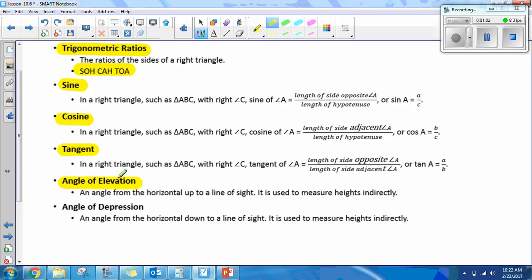Angle of elevation. An angle from the horizontal line up to a line of sight. It is used to measure heights indirectly. Angle of depression. An angle from the horizontal down to a line of sight. It is used to measure heights indirectly.